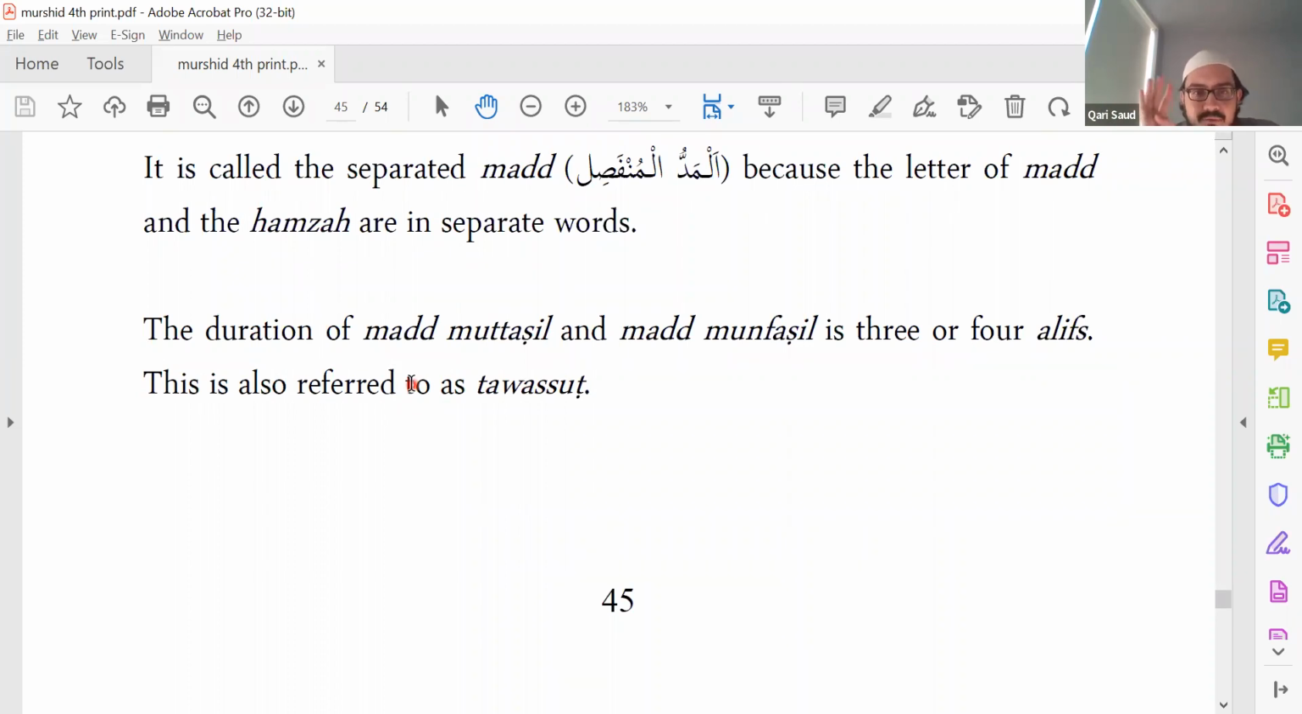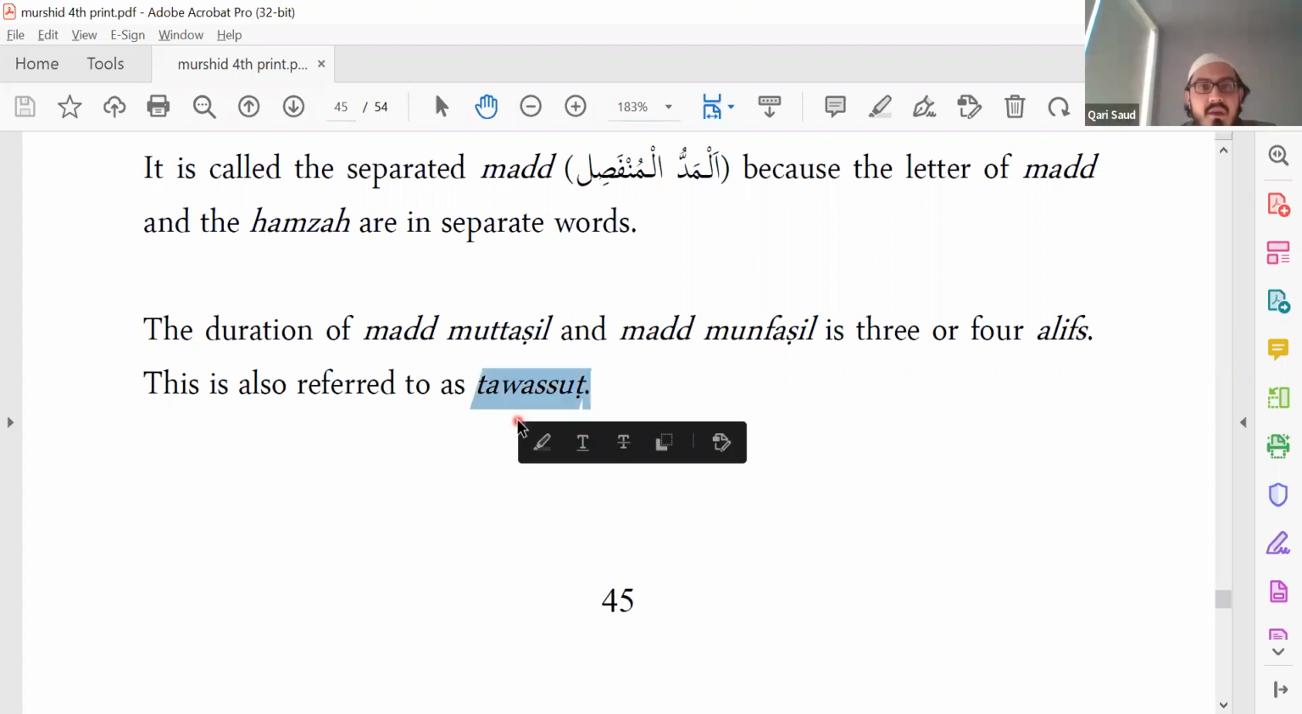It is 3 or 4 alifs. Okay, so it's either 3 alifs or 4 alifs, and it's also called tawassut. If you remember what tawassut is, it means in between, right? Back when we studied sifat, we had shidda, rikhwa, and tawassut, right? Tawassut is also called bayniya, so it's in between. That's why it's called tawassut.